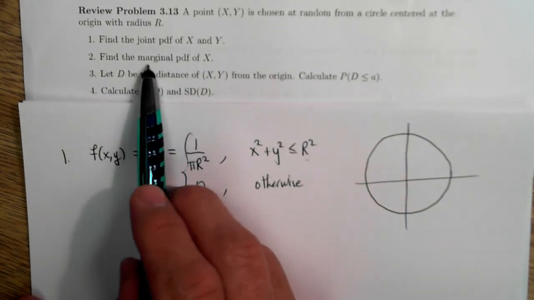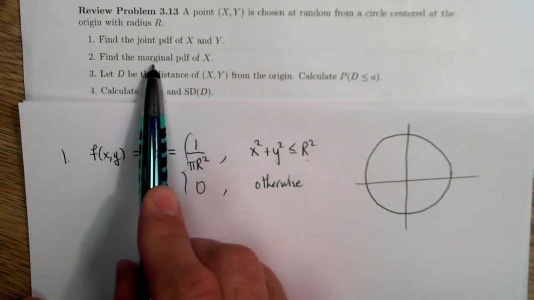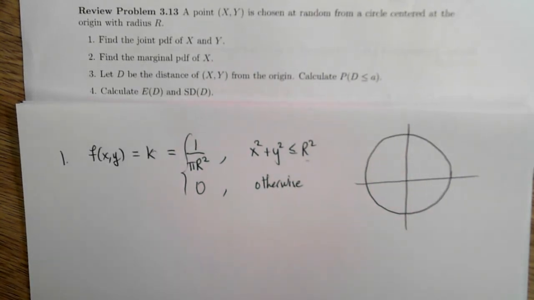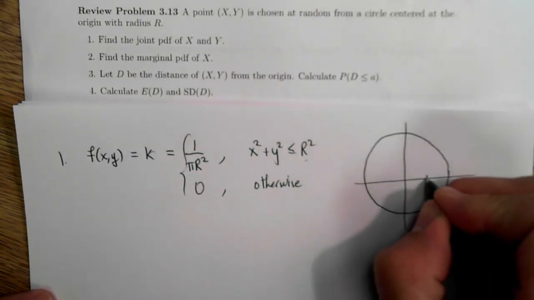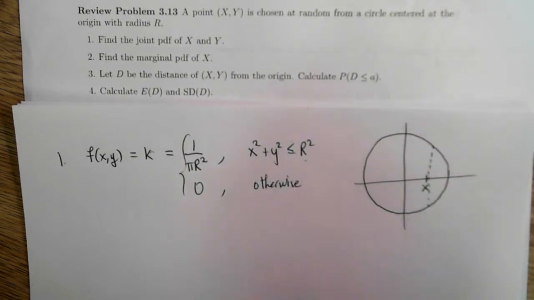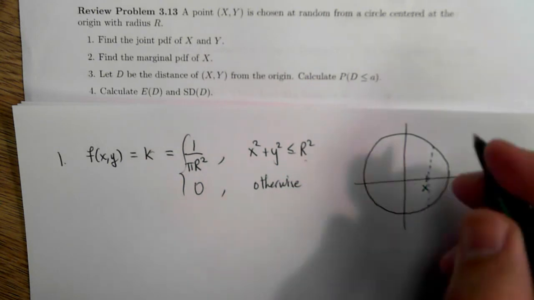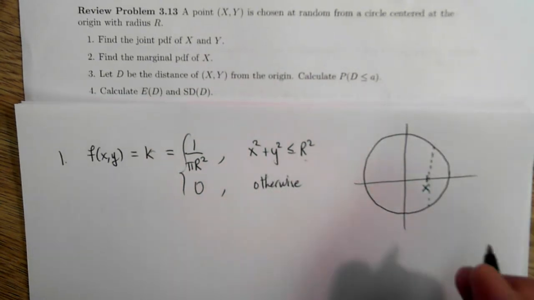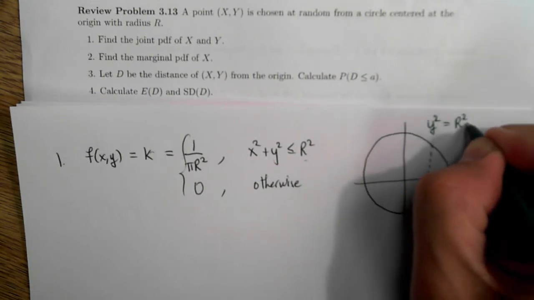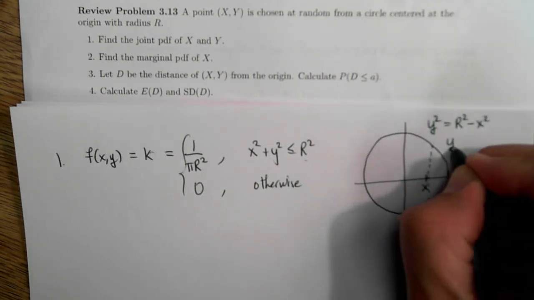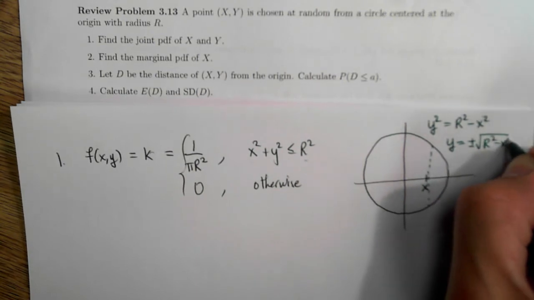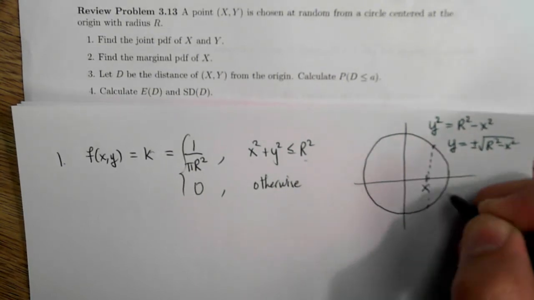Okay, next, let's find the marginal density for f of x. For my marginal density, I choose a point x, and then I integrate with respect to y. If I pick a value of x, that means that y squared is equal to r squared minus x squared. And so the two values of y will be plus or minus the square root of r squared minus x squared. That'll be the top and the bottom y coordinates.